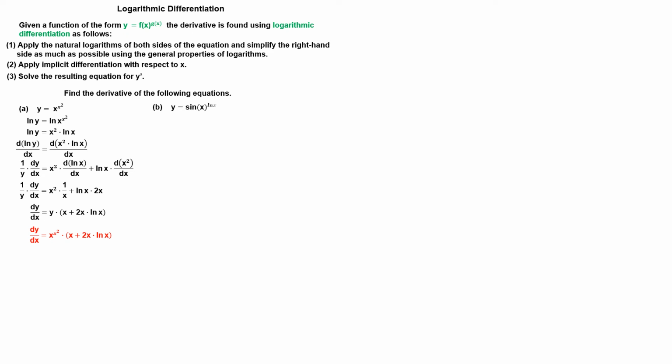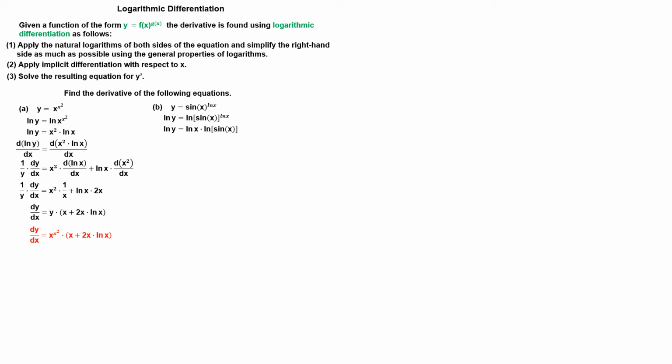Take a look at item B. Both the base and the exponent are functions of x. In this case, we use logarithmic differentiation, and there is no other way to do it. Step 1. Take the natural logarithm of both sides, and after applying the exponent rule for logarithms, the right-hand side of the equation is a product function.